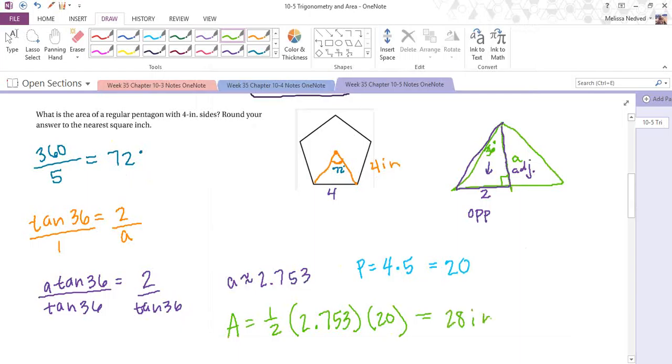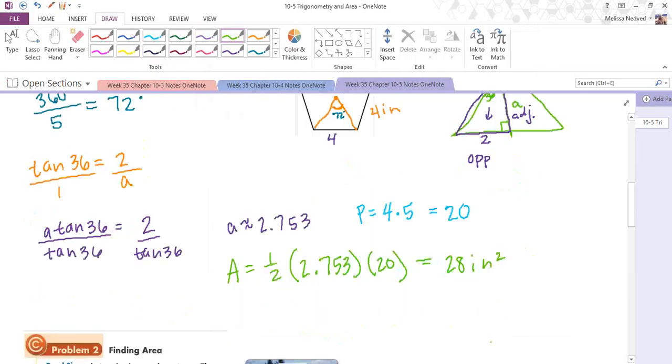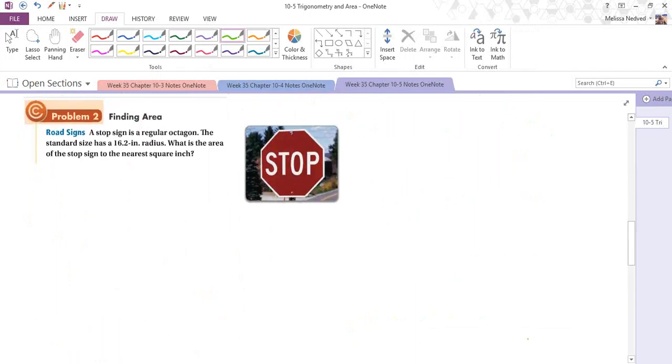So that's kind of just one more step than what we had to deal with in the last section, section 3, when we were setting up those SOHCAHTOA right triangles to find missing side lengths. Now the next problem we're going to do, we're actually going to have to do that twice. So it says here a stop sign is a regular octagon, and the standard size has a 16.2 radius. We want to find the area of the stop sign to the nearest inch.